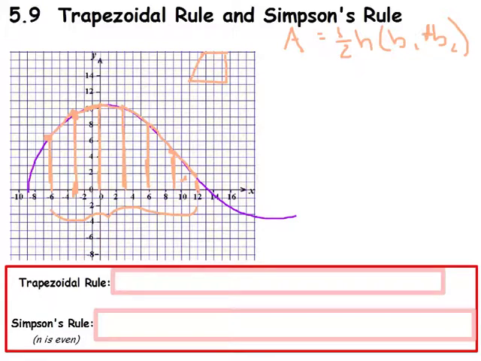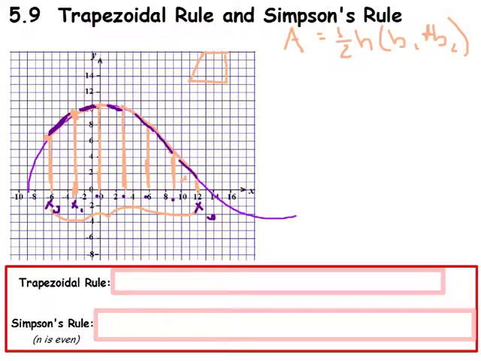Well, let's call this height x sub 0, and then this is x sub 1. Then we have x2, x3, x4, x5, and x sub 6. If you count them, we have 6 trapezoids, right? Here's the top of the first trapezoid, second, third, fourth, fifth, sixth.